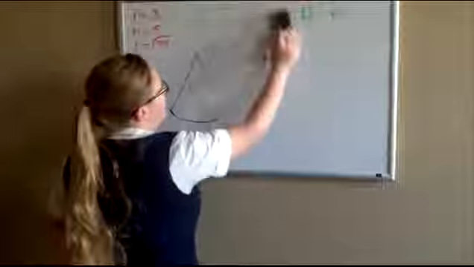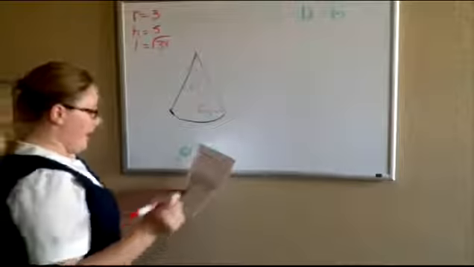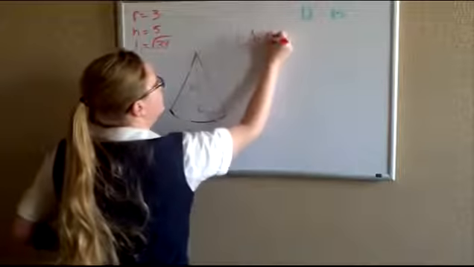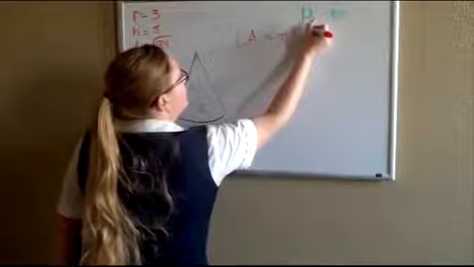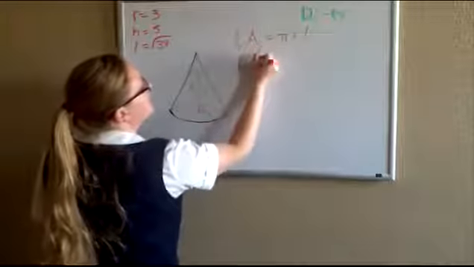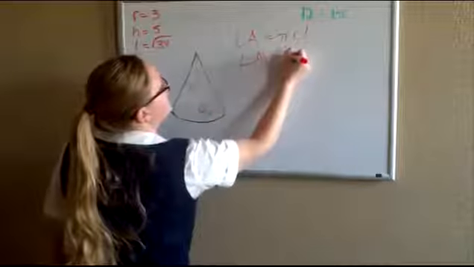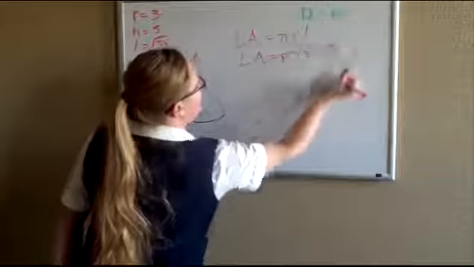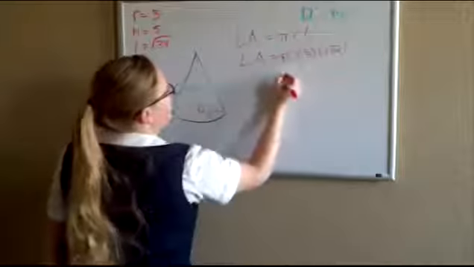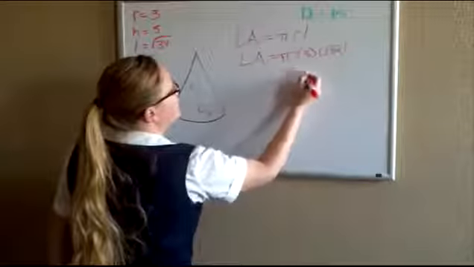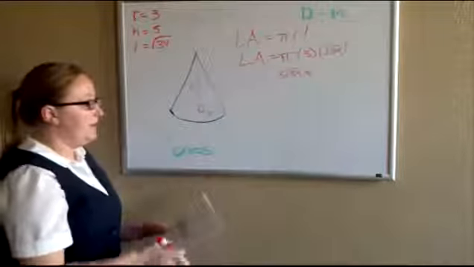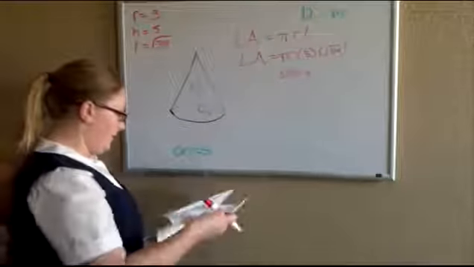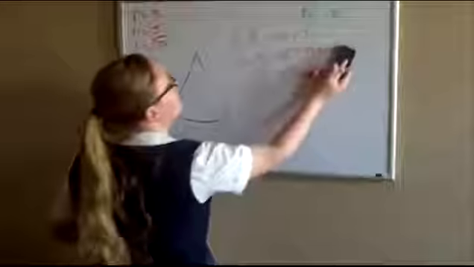The next problem is lateral area, of course, and it is pi times the radius times the slant height. Alright, so just put your numbers in. Just make sure you have the right ones. 3 times square root of 34. Okay, so this is real easy because all you're going to get is 3 square root of 34 pi. That's it, okay? Moving on to total area, you're going to get lateral area plus pi r squared.